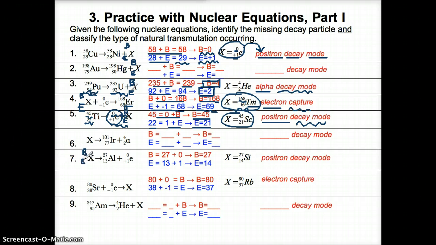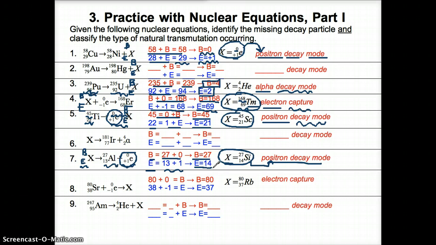Now you just set the sum of the masses on the reactant side equal to the sum of the masses on the product side. If you do that, the sum of the mass on the reactant side, B, is equal to the sum of the mass on the product side, 27 from Al plus 0 from 1, positive 1e. If you solve for B, the mass of the unknown particle is 27. And for E, the sum of the charges on the reactant side, E for X, is equal to the sum of the charges on the product side, 13 from Al plus positive 1 from e. So if you set the sum of the charges on the reactant side equal to the sum of the charges on the product side, you get E is equal to 14.